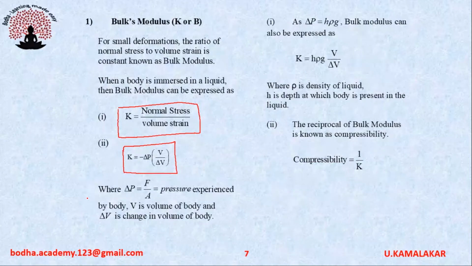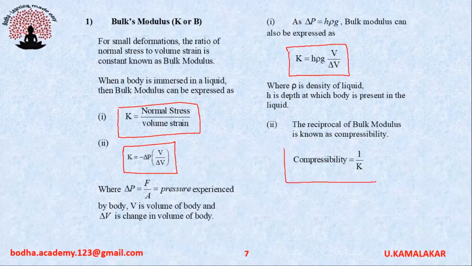As delta P is equal to h rho g, bulk modulus can be expressed as K is equal to h rho g into V by delta V, where rho is density of liquid, h is depth at which body is present in the liquid. The reciprocal of bulk modulus is known as compressibility.